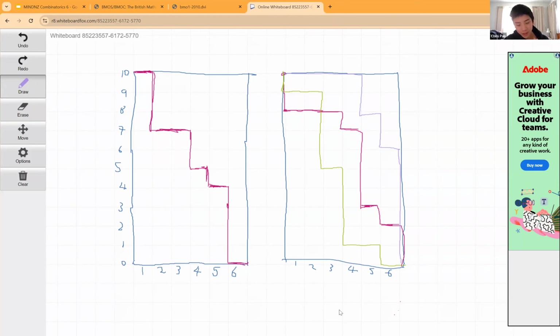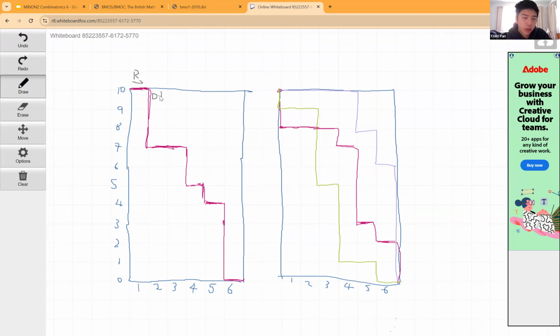Okay, so as we're moving from the top left to the bottom right, we can make two types of moves. We can make a right move, going right, or we can make a down move, which I'll denote by D, going down, right? So in this path, for example, we make a right move, then a down move, then a down move, then a right move, then a right move, then a down move, then down, down, right, down, right, down, down, down, right.